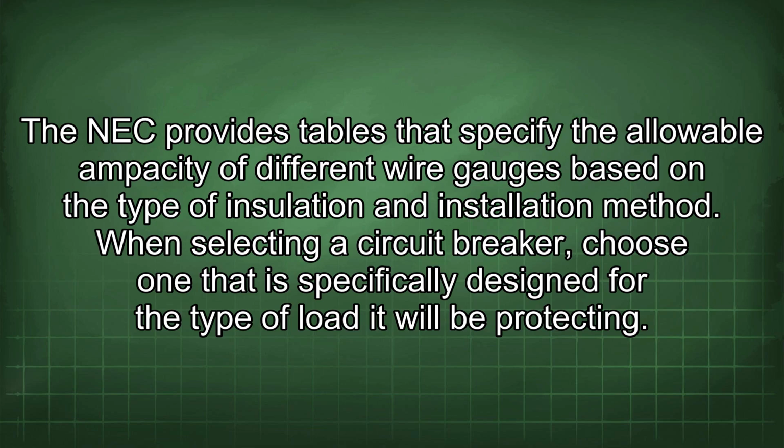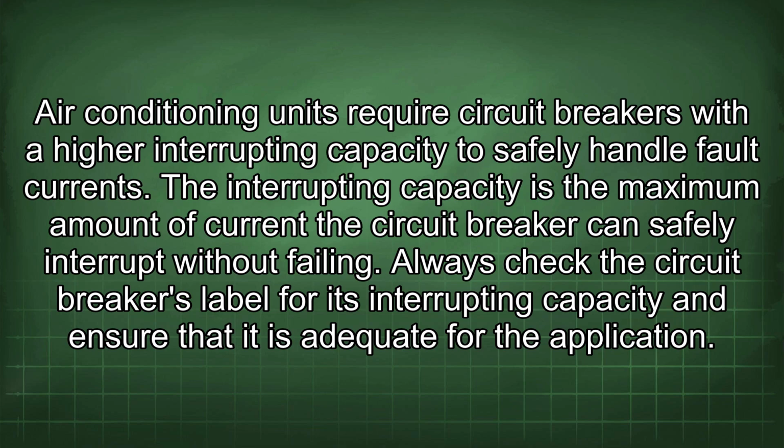installation method. When selecting your circuit breaker, choose one that is specifically designed for the type of load it will be protecting. Air conditioning units require circuit breakers with a higher interrupting capacity to safely handle fault currents. The interrupting capacity is the maximum amount of current the circuit breaker can safely interrupt without failing. Always check the circuit breaker's label for its interrupting capacity and ensure that it is adequate for the application.